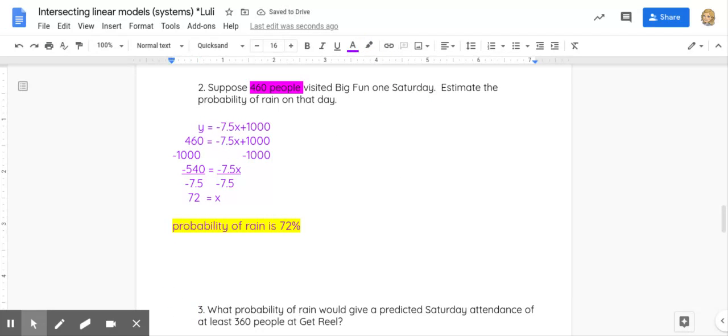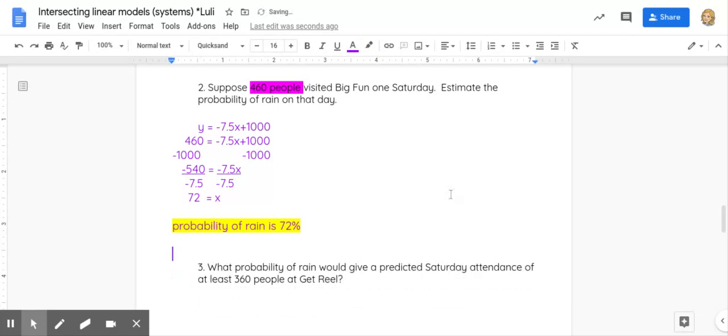All right, the next one I'm going to have you do on your own. It is the same type of problem. They're giving you the number of people. So that's our y. You're going to plug that into your equation for the Get Real movie theater and see what your probability of rain would be for that question. Okay, pause it now. Try it on your own, and when you come back, you can check your work.